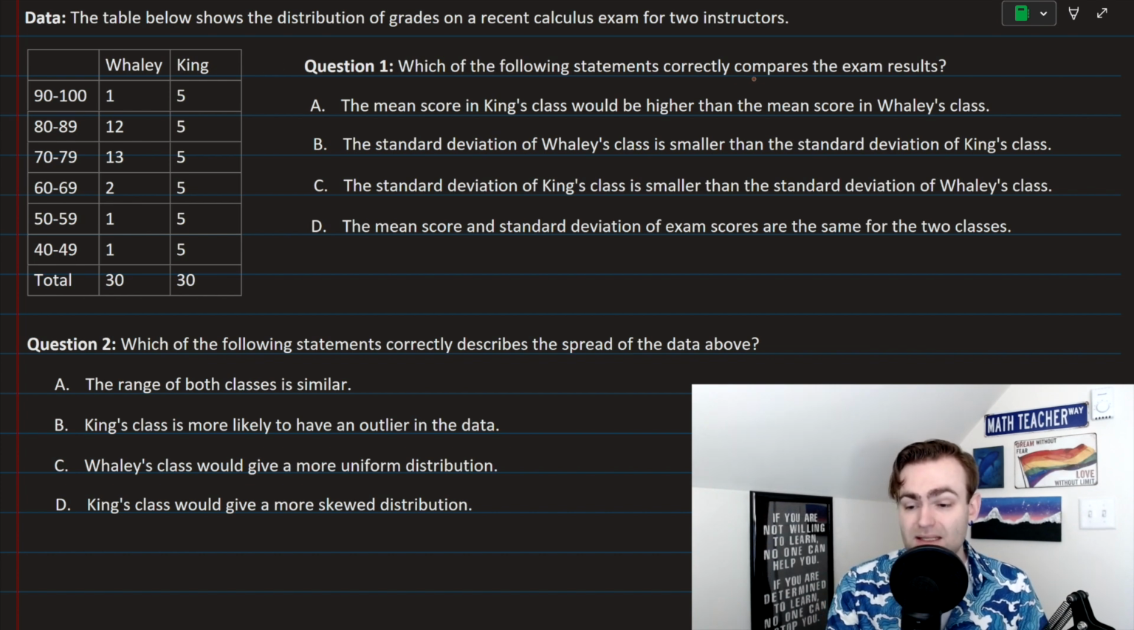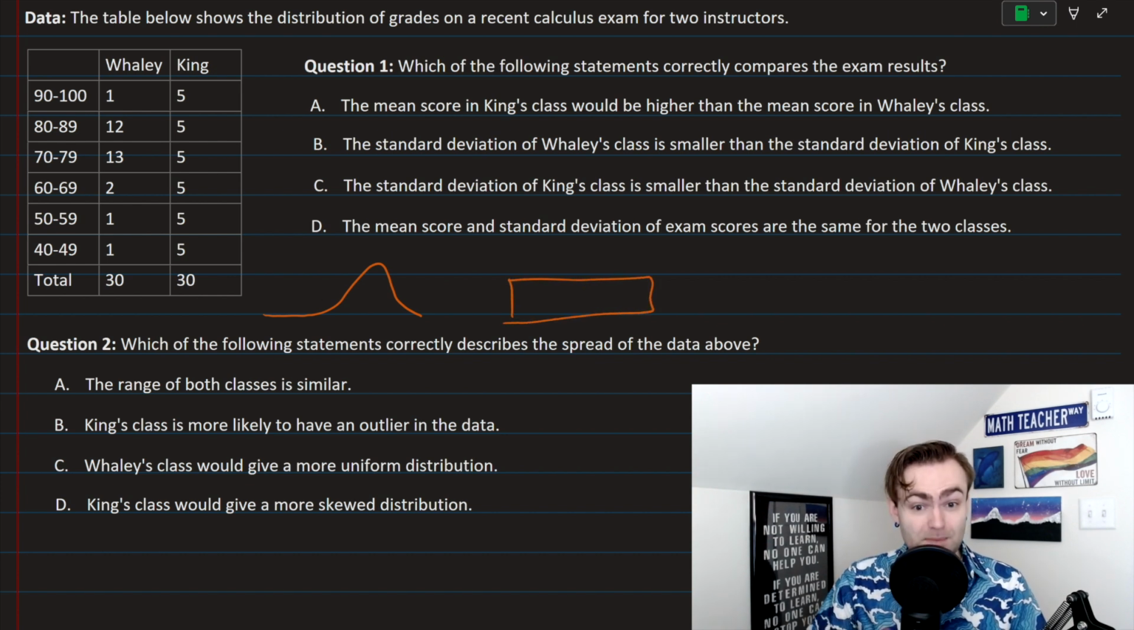So we're going to ask some questions based off of this data. Which of the following statements correctly compares the exam results? A: The mean score of King's class would be higher than the mean score of Whaley's class. Well, as you can see, mine would be skewed to the left, which means that most of my data is larger. So I have a distribution that's kind of like this, where the King data has a distribution that is more uniform. In fact, it's completely uniform. So this means that my average, or the Whaley average or mean, should be higher, which doesn't correlate with A.